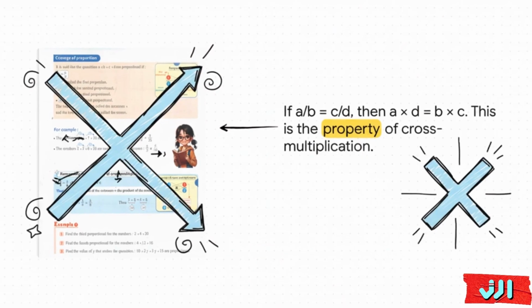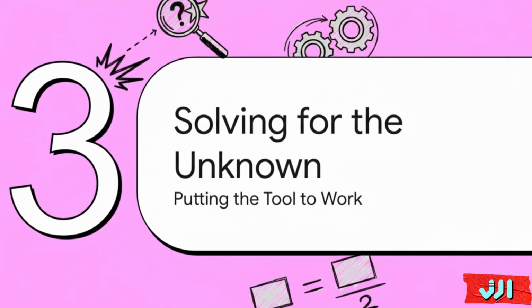And you can see exactly how it works here. We're literally multiplying diagonally across that equal sign, making a big X shape. And this is the real superpower. It instantly turns a problem with messy fractions into a simple, clean equation that's way easier to solve. Okay, so that's the theory. But how do we actually use this thing to find a missing number? Let's put this superpower into action with a real example.